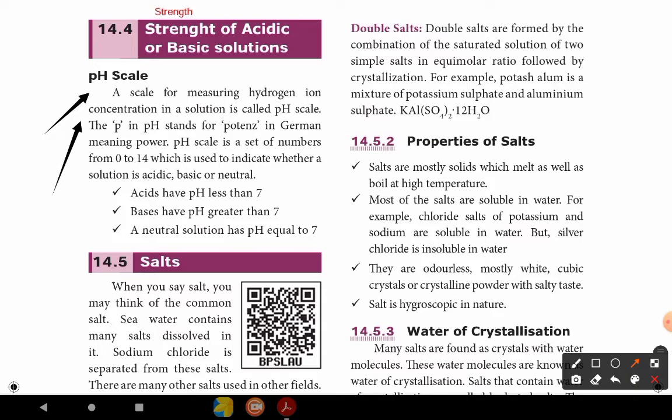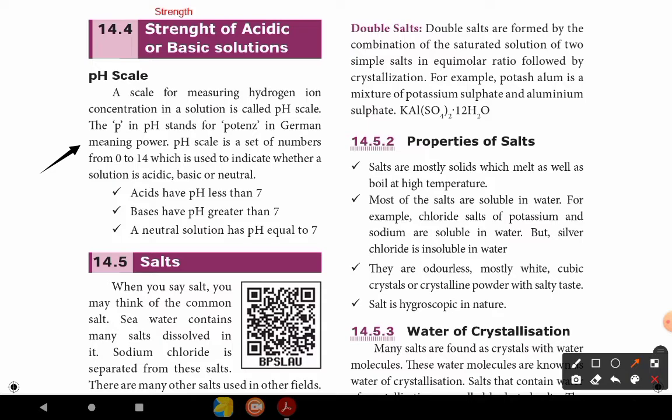So what does this P stand for? The P in pH. You can see pH written here. The P in pH stands for potenz in German. In Germany they speak German, and in that language pH means potenz, meaning power. What is the meaning, children? Power. So power, and the word is potenz in German.